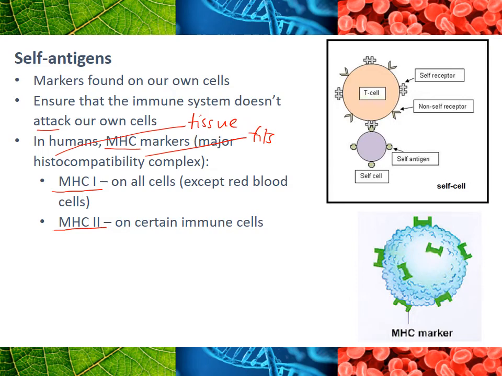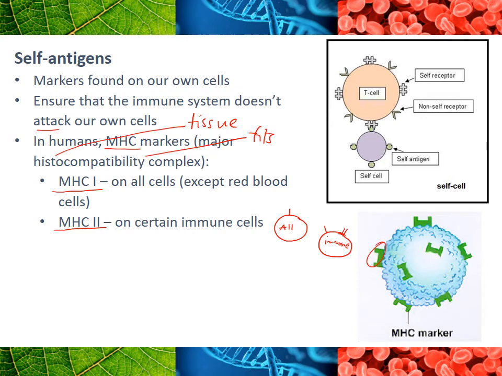So all cells have MHC1. I'm just going to draw it like that. Some cells, which are immune cells, would have MHC. We'll go immune. They would have MHC1 as well, because all cells have that, but they would have MHC2 also. And they're just little markers on the outside of the cell, like this.